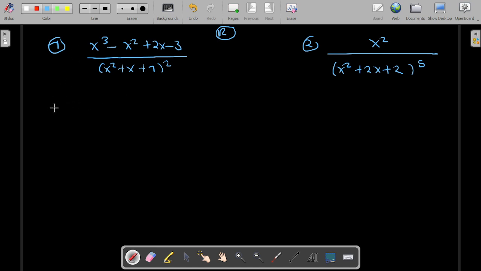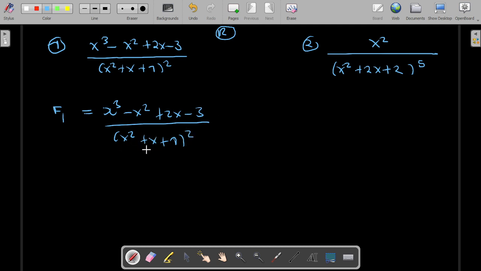So I'm going to allow myself to call this the first one f1. So this is going to be x to the power 3 minus x squared plus 2x minus 3, like so. Now this is going to be divided by x squared plus x plus 1. So what we're going to do is that, now this is never 0 in R. x squared plus x plus 1 is never 0 in R. So what we're going to do is use Euclidean division between these two polynomials.